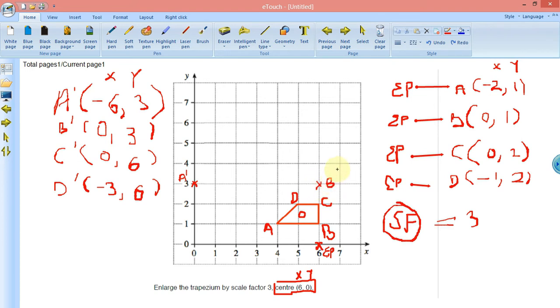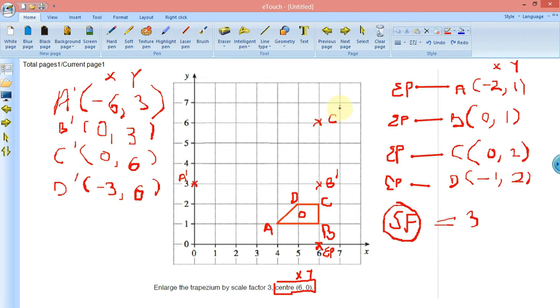So go ahead and do C prime. For C prime, we are not going to take any step to the left or right. You just take 6 steps up. So from here, 1, 2, 3, 4, 5, 6. So this will be my C prime.